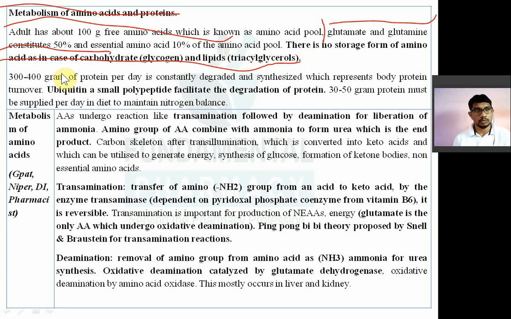Proteins are polymers of amino acids, but they have their own functions. They are not a pool, they are not a storage form. Storage form means that whenever your body requires it, it will be immediately mobilized and broken down, like glycogen.